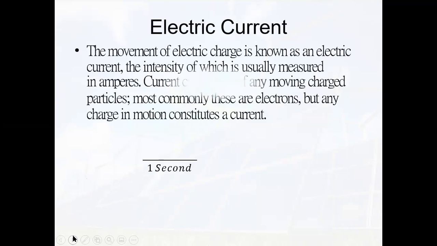Electric current. The movement of electric charge is known as electric current, the intensity of which is usually measured in amperes. Current can consist of any moving charged particles. Most common are electrons, but any charge in motion constitutes a current. Ampere is the unit for current. 1 ampere is equal to 1 coulomb upon 1 second.